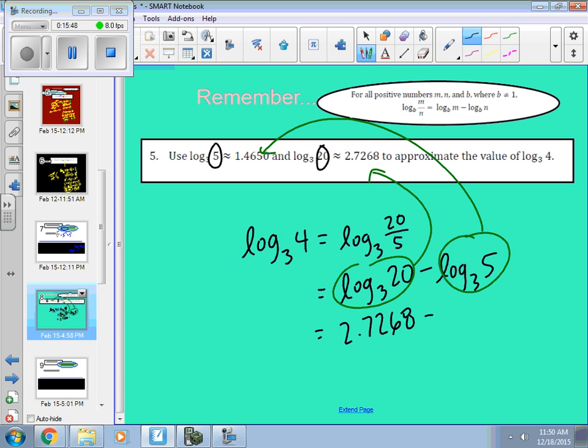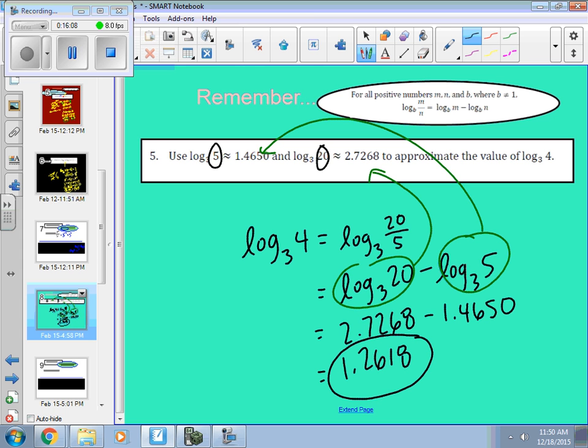2.7268 minus 1.4650. Now you just got to subtract those, use your calculator, whatever. Or if you weren't allowed to use the calculator, that's subtraction you should be able to do without. And you could figure out what the solution was, 1.2618. That's approximately what it's equal to.